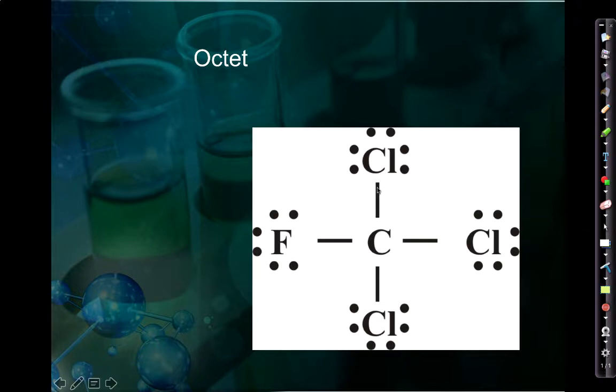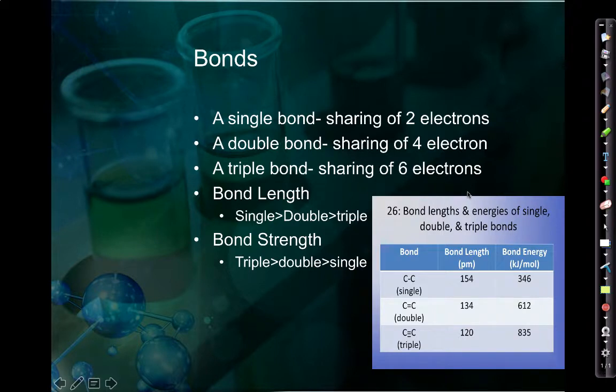So carbon right here has 1, 2, 3, 4 bonds. Each bond is 2 electrons, so that's 8. Now, a single bond will be where we share 2 electrons. We can also have double bonds where we share 4, and a triple bond where we share 6. There's nothing beyond that. When we look at the bond length of these three, a single bond is longer than a double, which is longer than a triple. And this will also change the strength. Triple bonds tend to be the strongest bond, then we have double, and then single. So the shorter the bond, the stronger the bond.